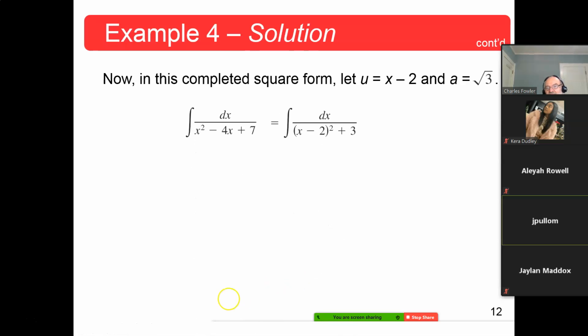So this integral then becomes the integral of dx over x minus 2 squared plus 3, which would be 1 over root 3, 1 over a, arctangent of u over a, where the u is x minus 2 and the a is square root of 3, plus c. Same thing we got.